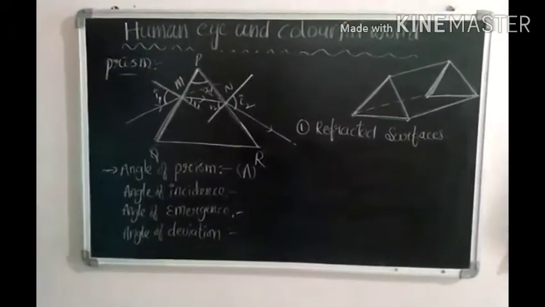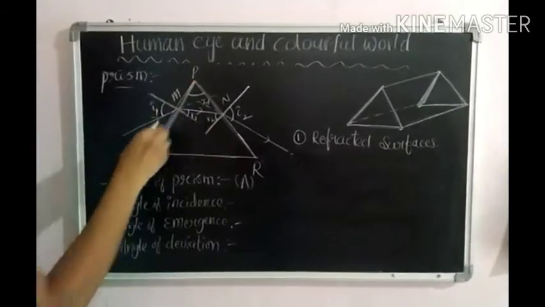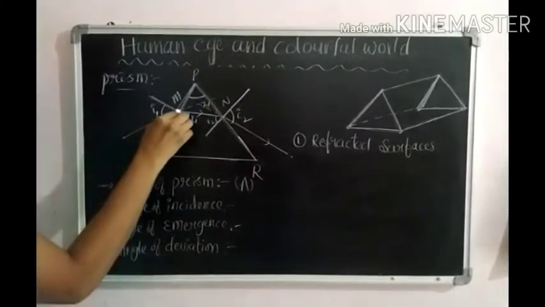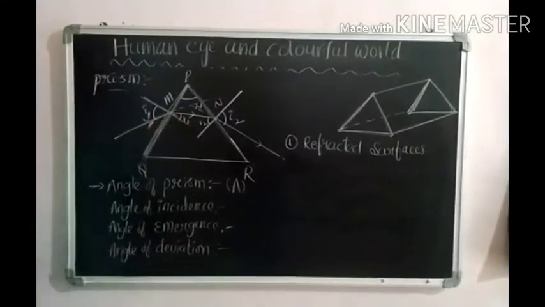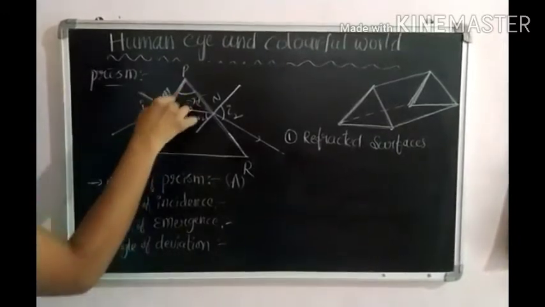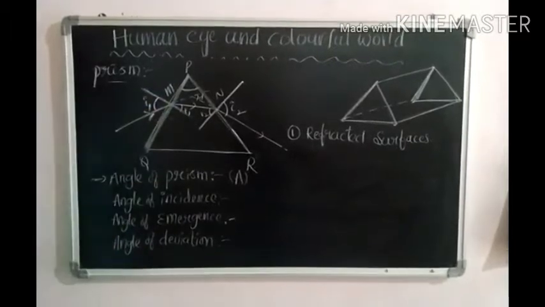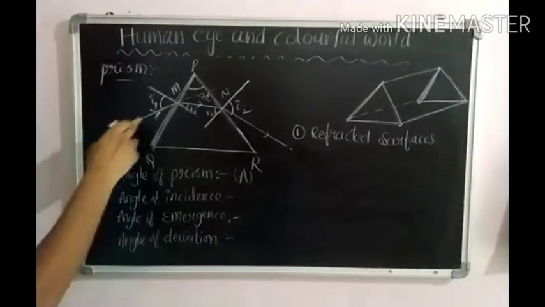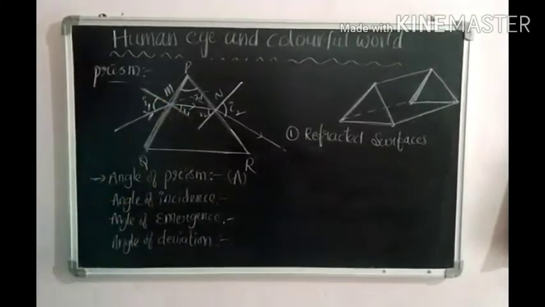Angle of incidence. What is the angle of incidence? Here, this is one refracting surface, this is another refracting surface. When a light is incident on the refracting surface, this ray is said to be the incident ray. Here I draw one normal to the PQ surface. The angle made by the incident ray with the normal is said to be angle of incidence.